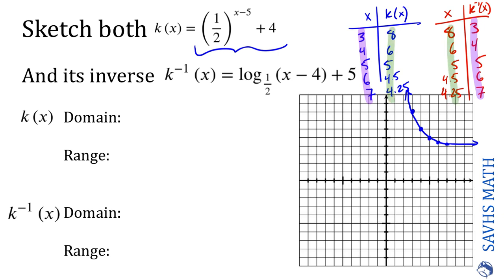Okay, so we are going to plot those points: 8, 3, 6, 4, 5, 5, 4.5, 6, 4.25, 7. And so that graph is going to look like this.